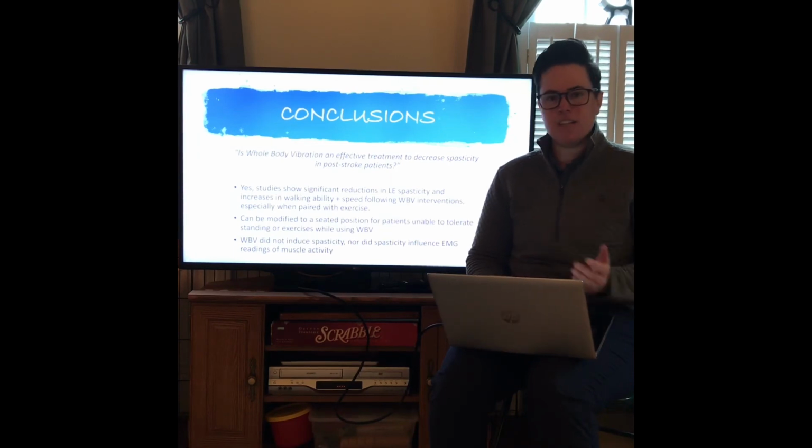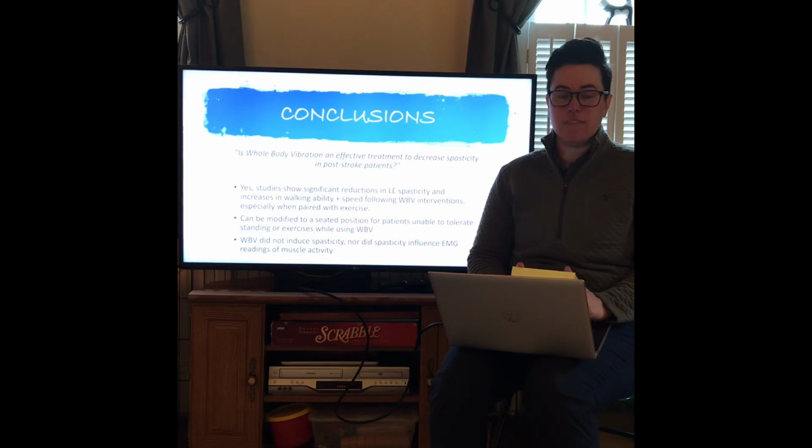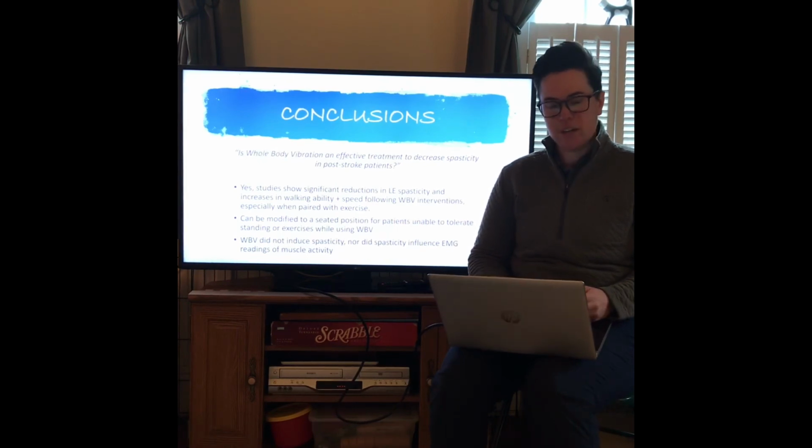And we all know that patients' abilities vary, and so the study did show that performing whole body vibration in a seated position is possible for those patients that are maybe more severely impaired. And whole body vibration did not induce any spasticity. There was no increase in spasticity, and vice versa. The patient's level of motor impairment or spasticity did not influence any increase in muscle activity. It was purely from the vibration, not the spasticity.